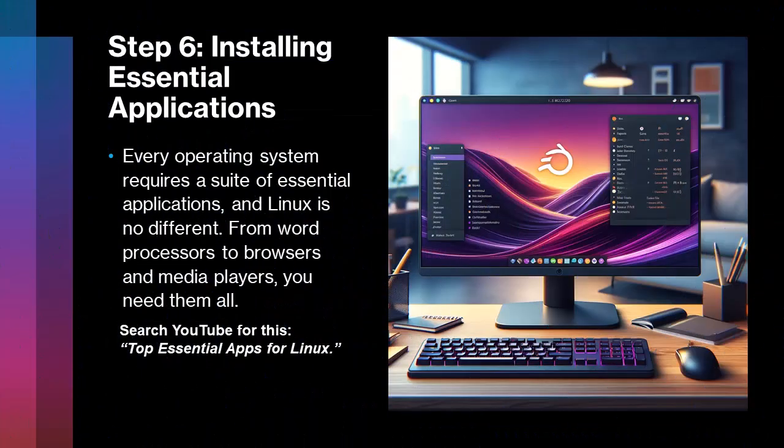Step 6. Installing essential applications. Now that you're comfortable with the basic operation of your new Linux OS, let's make it functional for daily use. Every operating system requires a suite of essential applications, and Linux is no different. From word processors to browsers and media players, you need them all. Once again, turn to YouTube for a wide range of instructional videos, such as Top Essential Apps for Linux. With this, your Linux transformation journey is nearly complete.